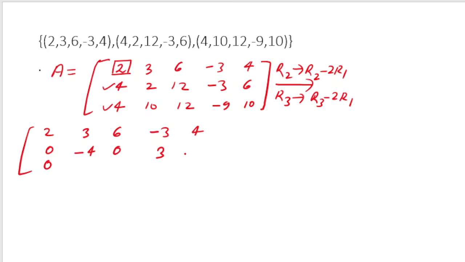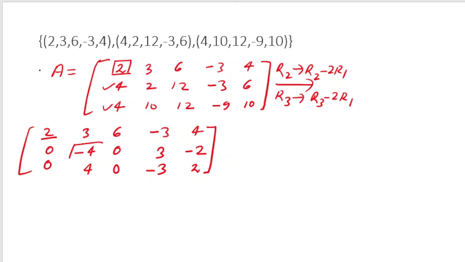So 6 minus 8 is minus 2. Now if I reduce that, 4 minus 4, 0. 10 minus 6 is 4. 12 minus this 12 is equal to 0. Minus 9 and plus 6 is minus 3. 10 minus 8 is equal to 2. Right? Now below this everything is 0.